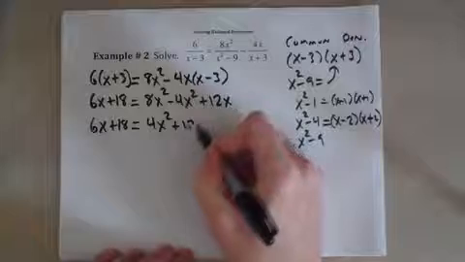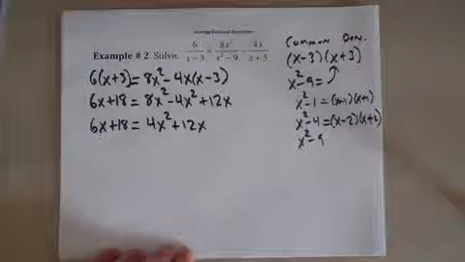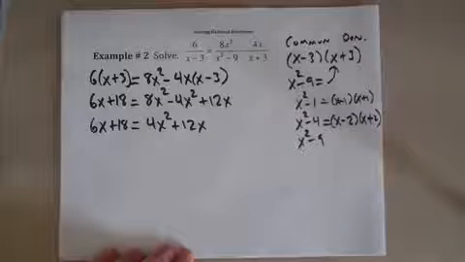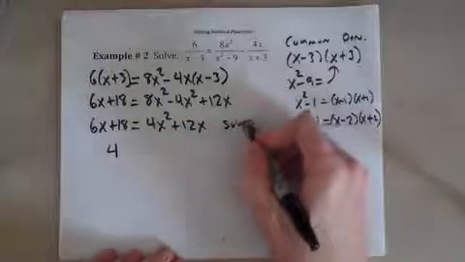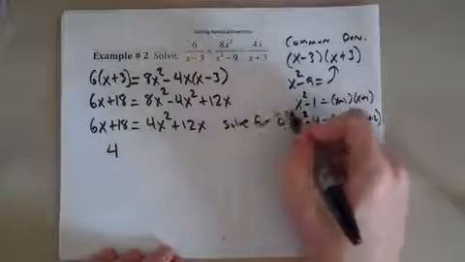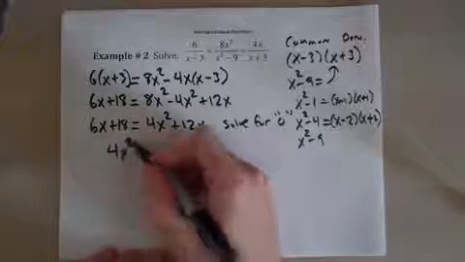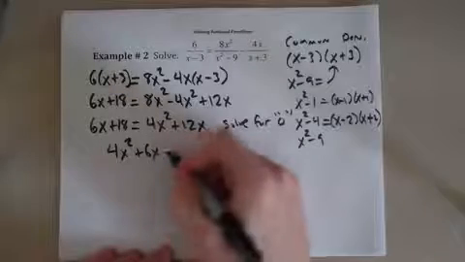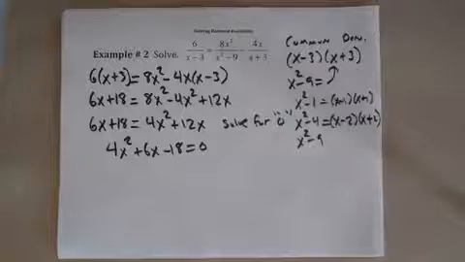You guys are being so quiet. So here, 4x squared plus 12x equals 6x plus 18. Now, how about we move everything to one side? So we're going to solve for 0. Not sure if that's a typical math term, but that's what I say. So when I subtract the 6x, I get that.